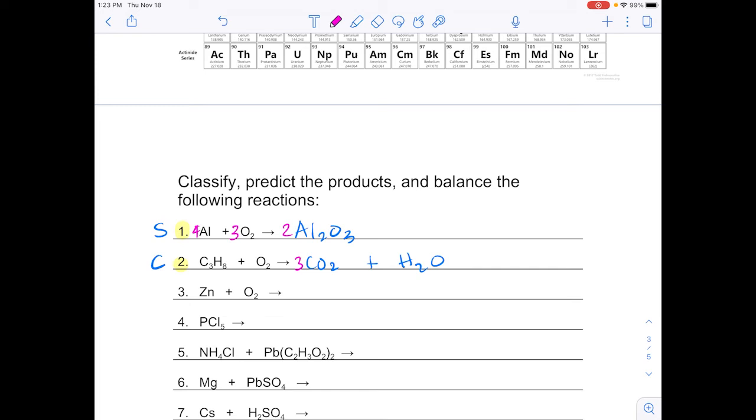We're going to start with carbons, put a 3 there. Hydrogens, there's 8, so 4 times 2 is 8. And then add up all the oxygens. 3 times 2 is 6, plus 4 is 10, so 5 oxygens on that side. So there's your correctly balanced and written combustion reaction.